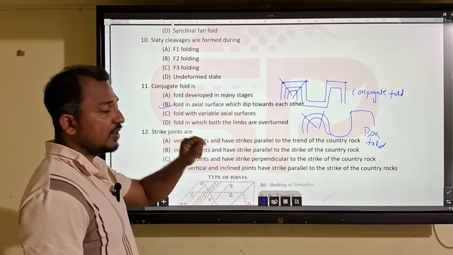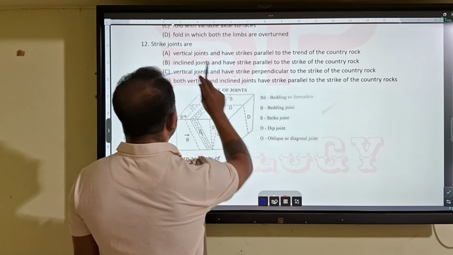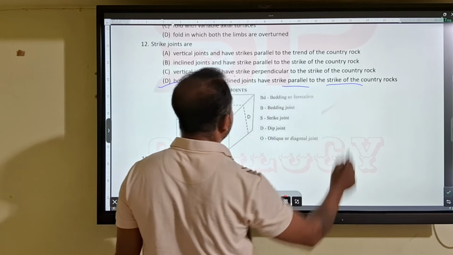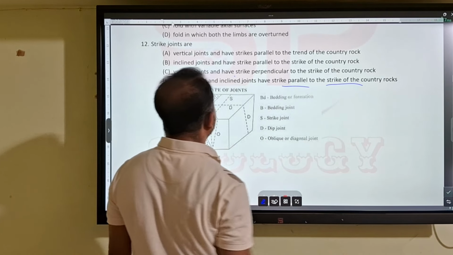Next comes strike joints. Strike joints are a type of joint where the strike of the joint is parallel to the strike of the country rock. A strike joint can be a vertical joint or an inclined joint, when the strike of both vertical and inclined joints is parallel to the strike of the country rock. So these are strike joints.